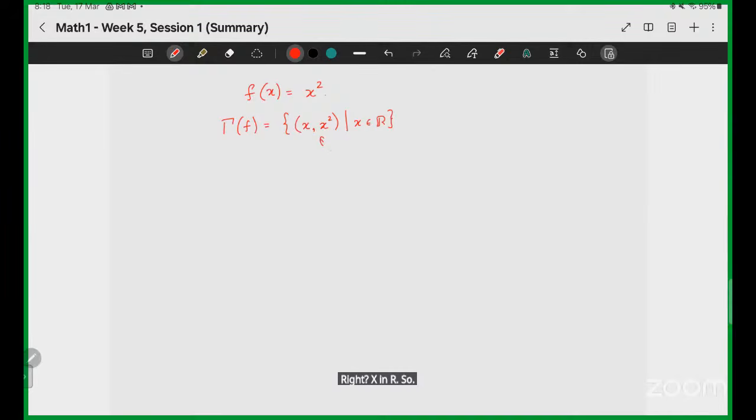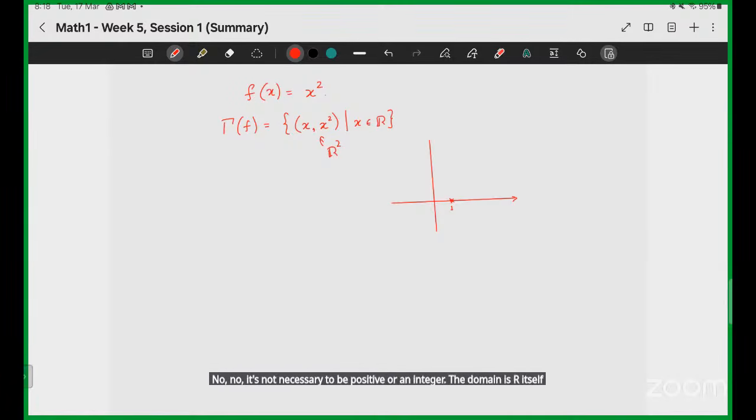So where are these points? These points are in R2. So I can look at the Cartesian plane, and corresponding to every x... Is x a positive integer? No, it's not necessary to be positive or an integer. The domain is R itself. It means x can be negative also.